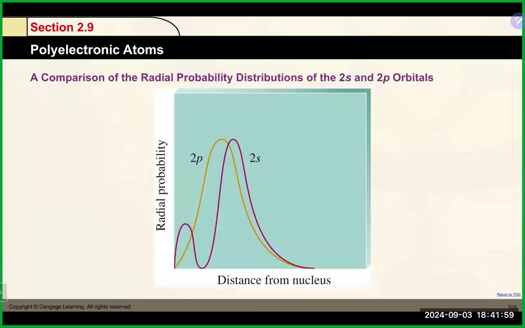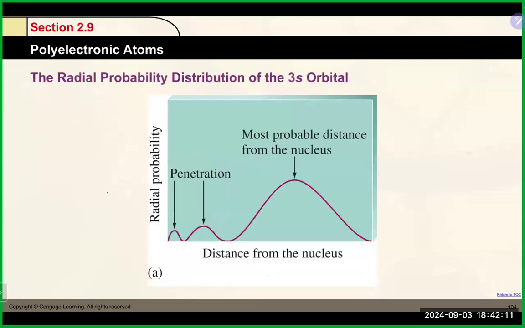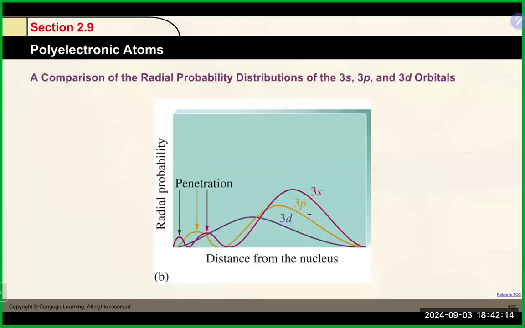You can see here the purplish one. Our 2s penetrates in closer than our 2p orbital in terms of its distance from the nucleus and probability. Also, we can see our 3s first, our 3p, and then our 3d penetrates the least in that comparison. And that's why the order is 3s, 3p, 4s slips in there, and then our 3d.